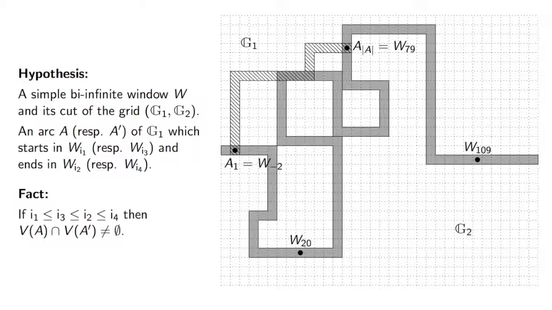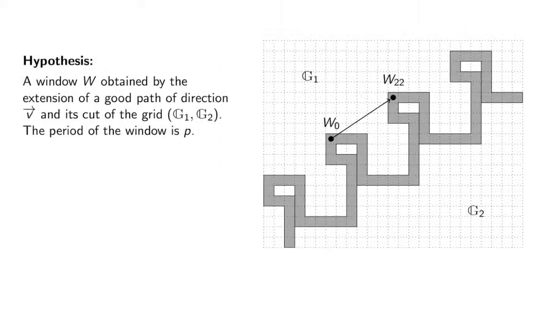Then the position W20 belongs to the segment of the window W associated to the arc A and thus it belongs to the interior of A, whereas the position W109 does not belong to the interior of the arc A. Then any path starting in W20 and ending in W109 either intersects with arc A or contains an edge of the graph G2. Thus any arc of G1 passing by W20 and W109 intersects with the arc A.